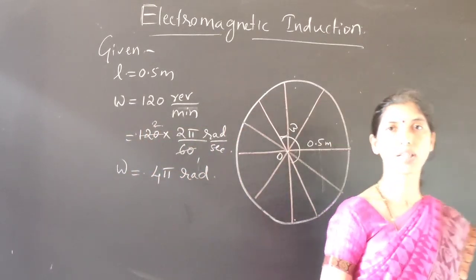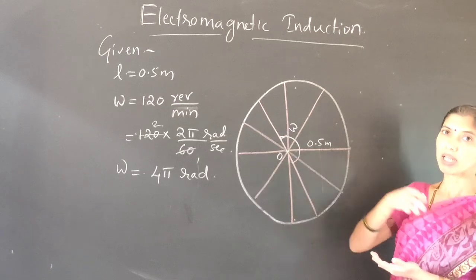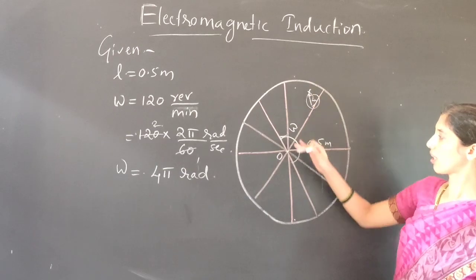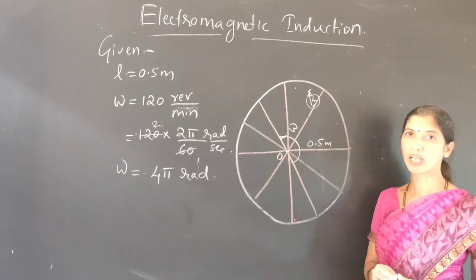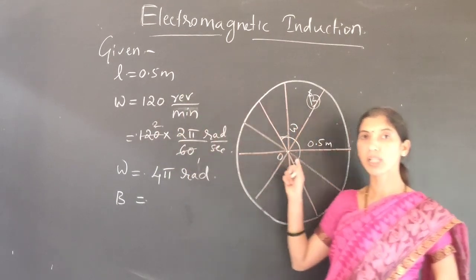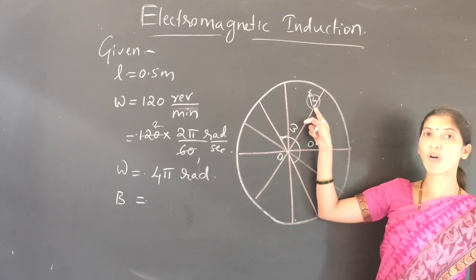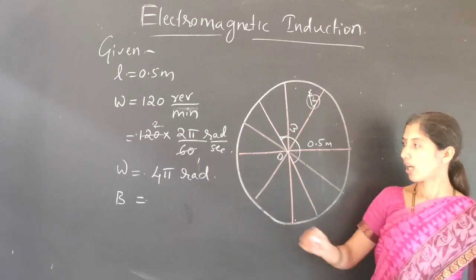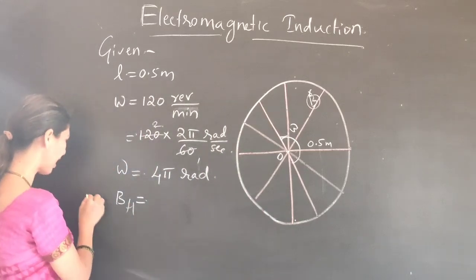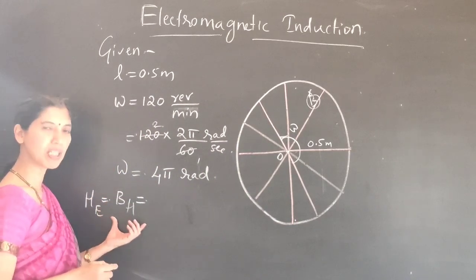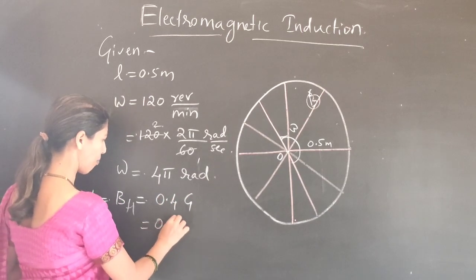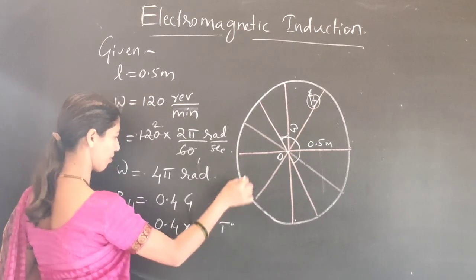And next they have also given that this is rotated perpendicular to the plane of the magnetic field. That means B is the magnetic field. This wheel is rotated with a speed of 120 revolutions per minute in a plane perpendicular to the horizontal component of the magnetic field, and that horizontal component of the magnetic field is BH, but here they have given this one as HE. HE is same as BH. So this is equal to 0.4 Gauss they have given. Convert this into Tesla: 0.4 into 10 raised to minus 4 Tesla.